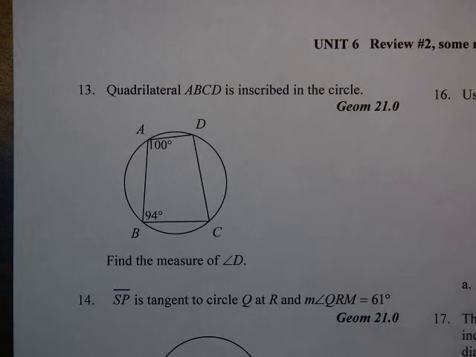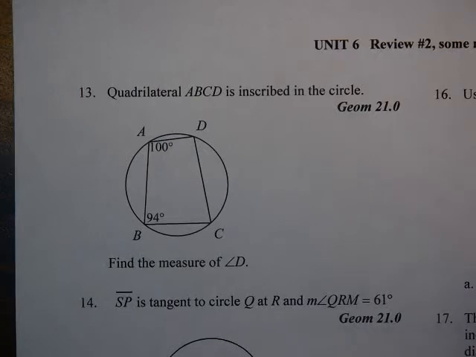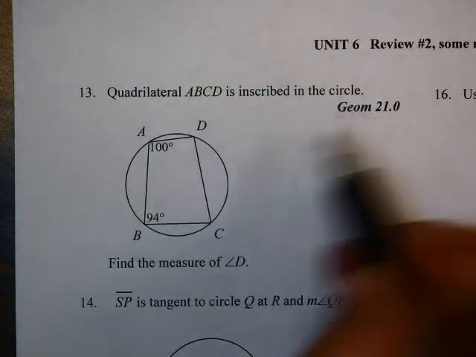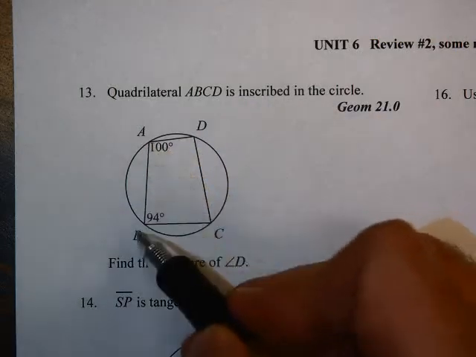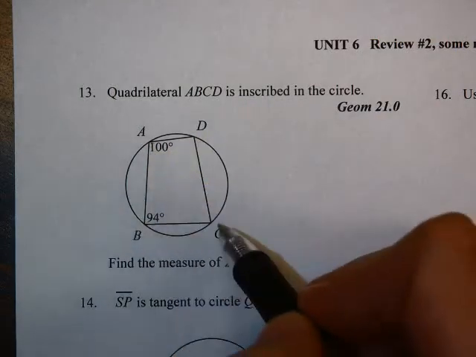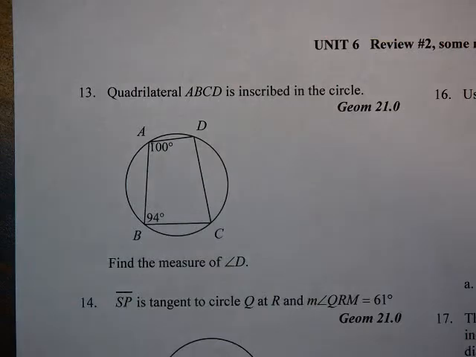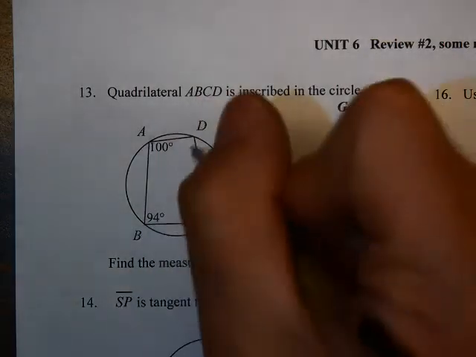Unit 6, review number 2. I'm going to look at both numbers 13 and 14 in this video. Number 13, they give us quadrilateral ABCD is inscribed in the circle. So there's ABCD. All four corners are on the circumference of the circle. They're asking us to find the measure of angle D.